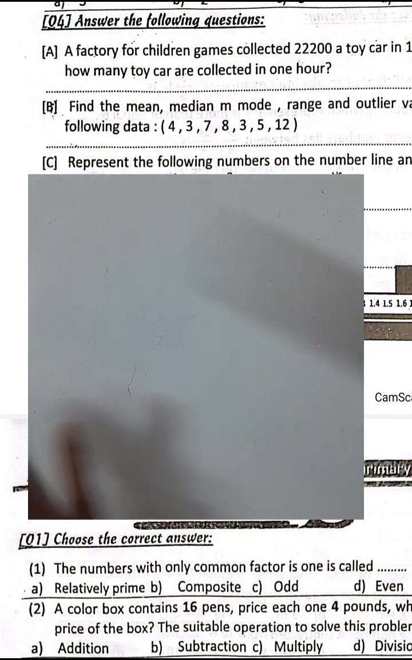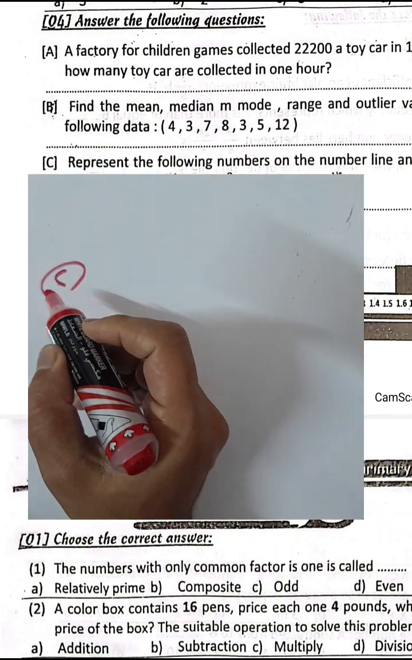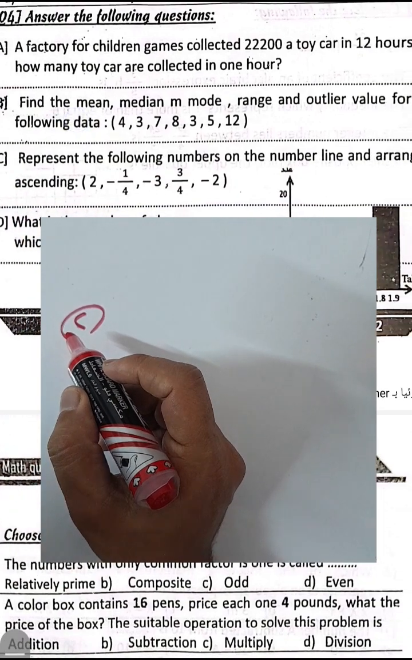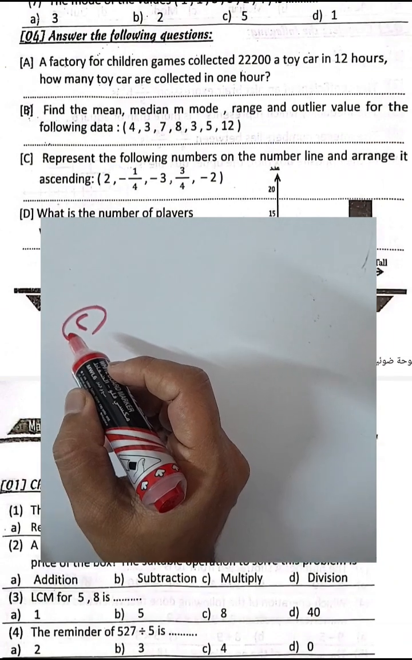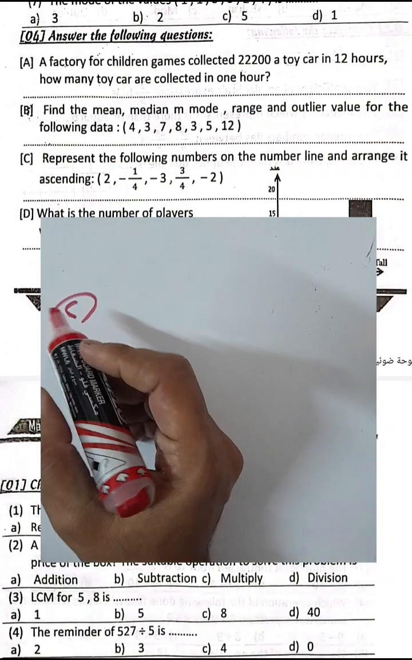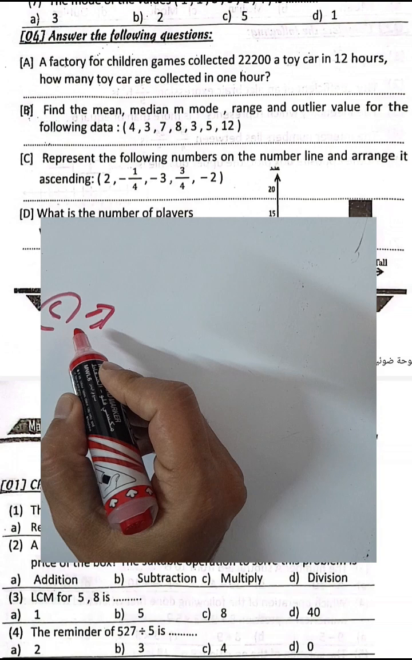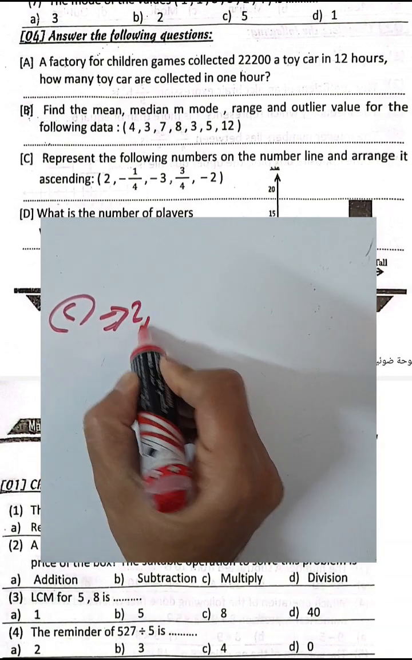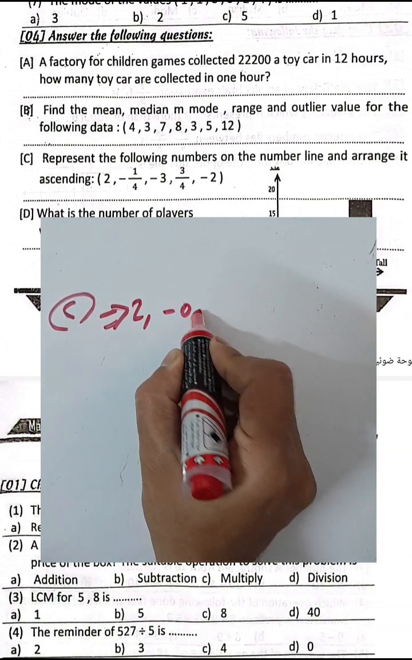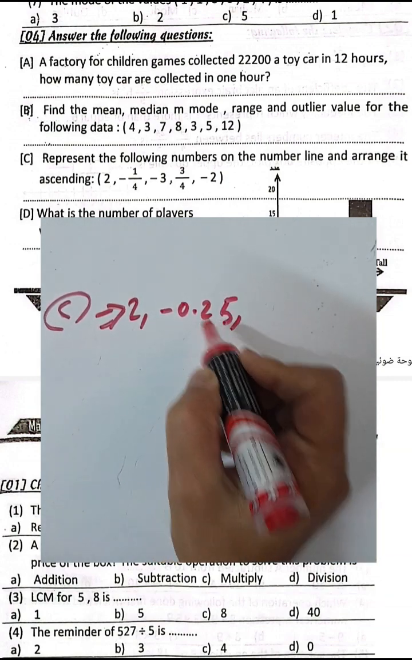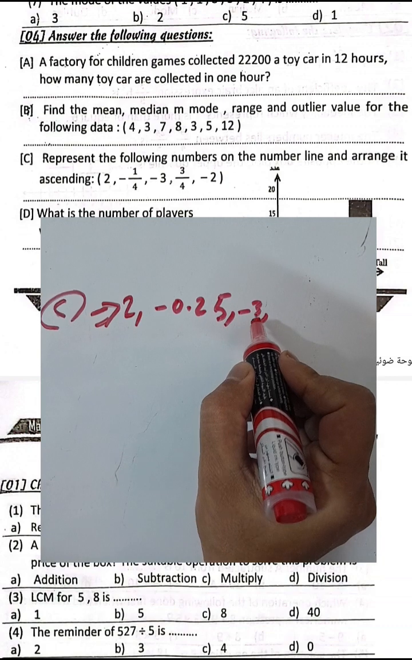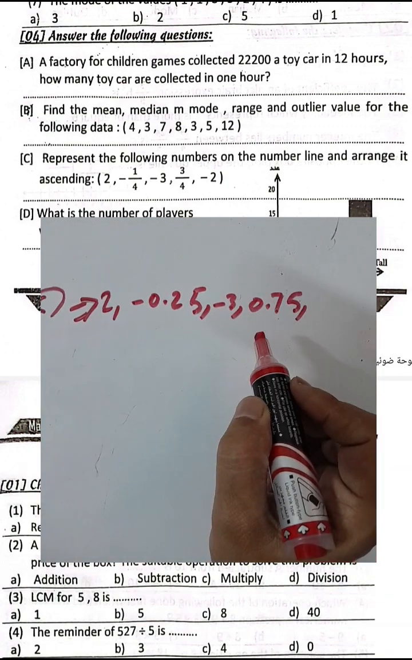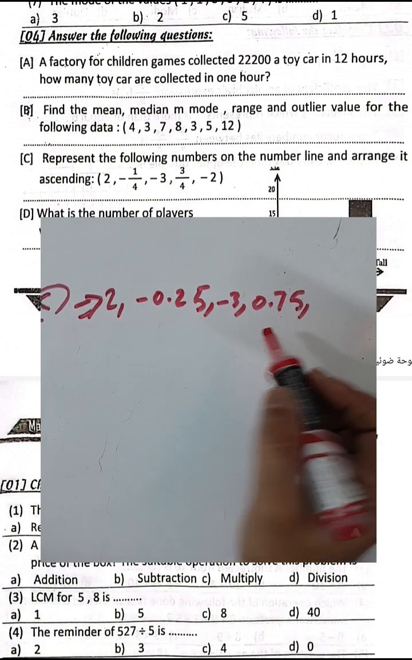Next question, letter C. Represent the following numbers, arrange them ascending. Okay, first I will convert from fractions to decimals. We have negative 1 over 4, it will be negative 0.25, and we have negative 3 and 3 over 4, negative 3.75, and we have negative 2.